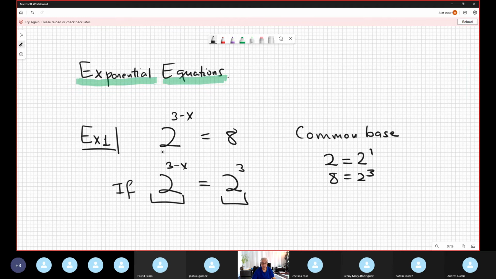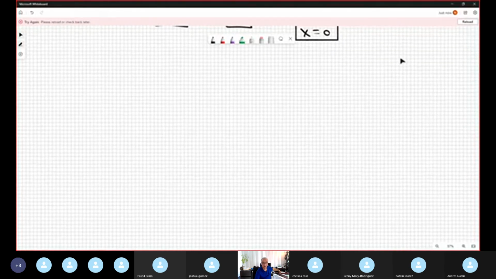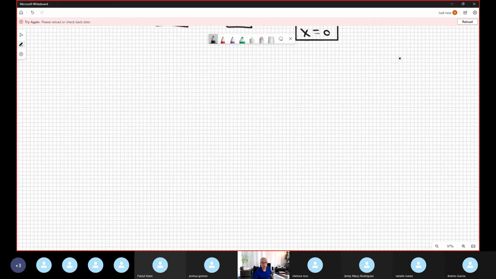The true statement is: if two exponentials are equal and the base is the same, that implies 3 minus x is equal to 3, no? Therefore, x is equal to 0, and this is the solution. And by the way, an exponential equation always has a solution, because the exponential function is nice. The domain is all real numbers. Any solution that we find using this idea is never extraneous. You never need to substitute in the original equation for verification.